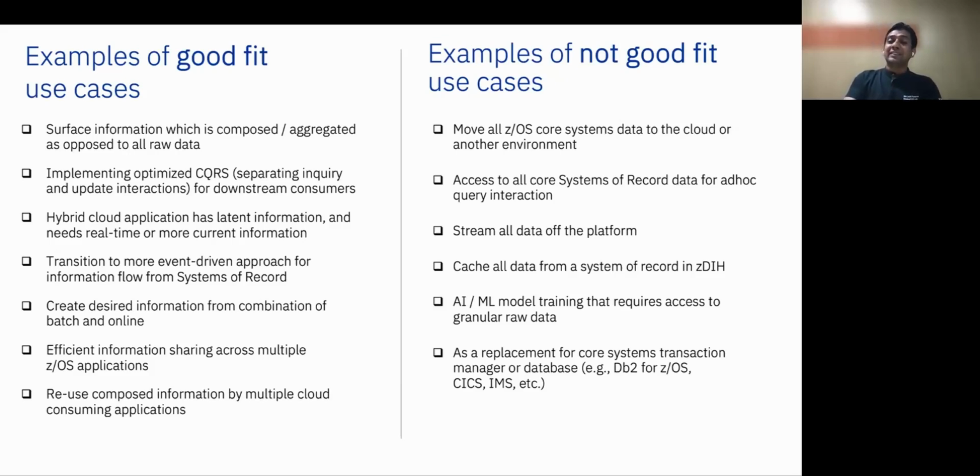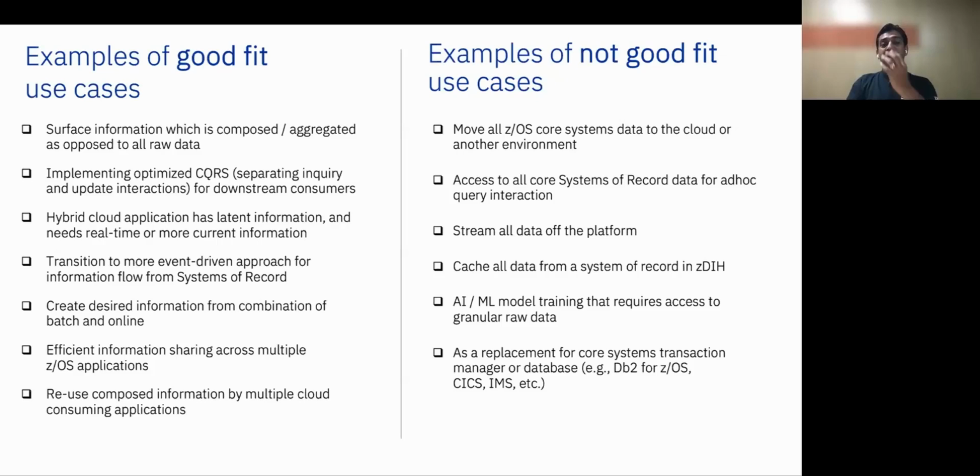It doesn't support caching all the data from a system of record in ZDIH. We don't say that ZDIH is the best use case when you have a need for all the data from your systems of record. Nor for AI/ML model training that requires access to granular-level raw data. ZDIH doesn't help there because ZDIH works on a subset of data. It works on composed and aggregated information from our raw data, which is needed by our consuming application, so that they do not need to embed the business logic in the consuming applications.